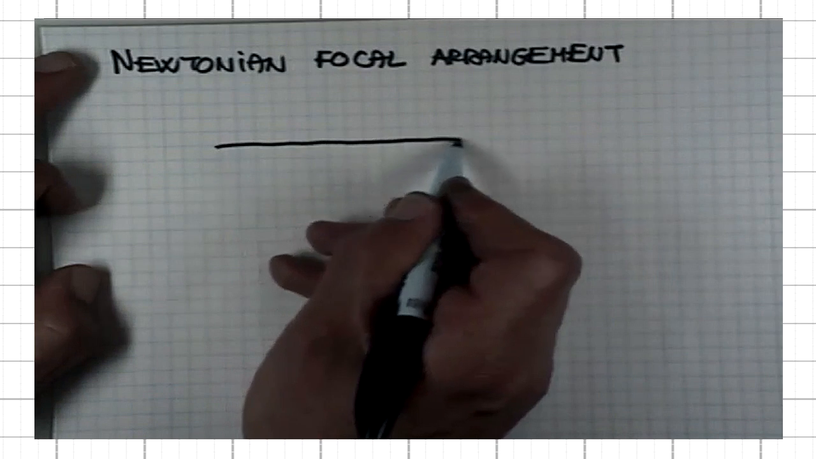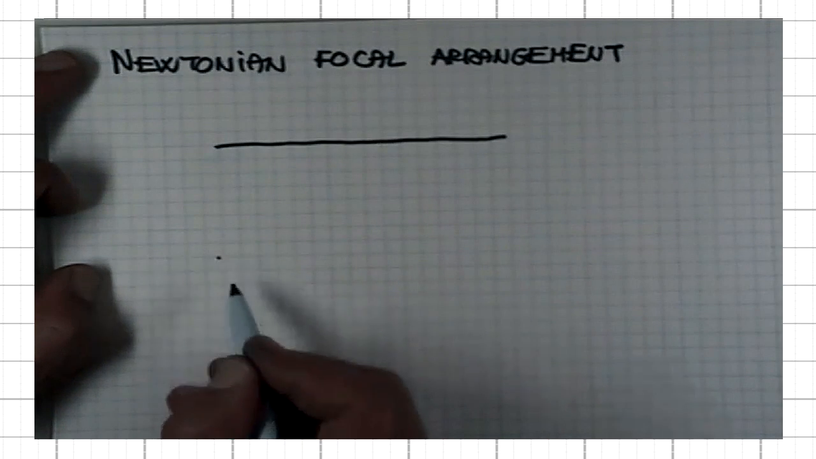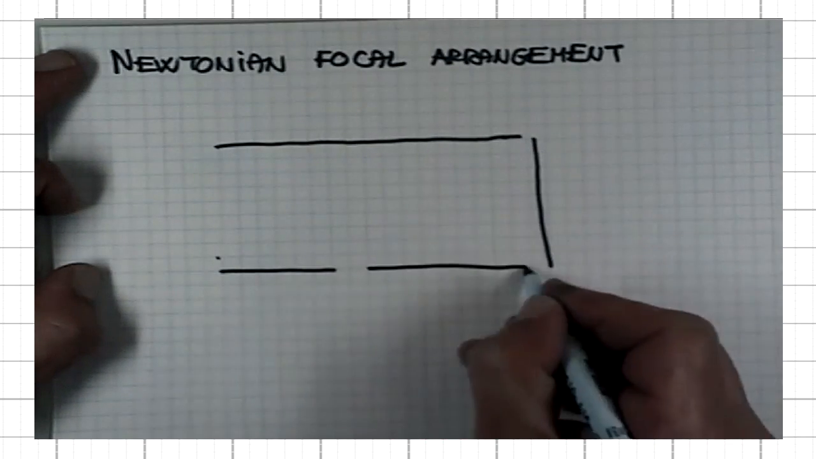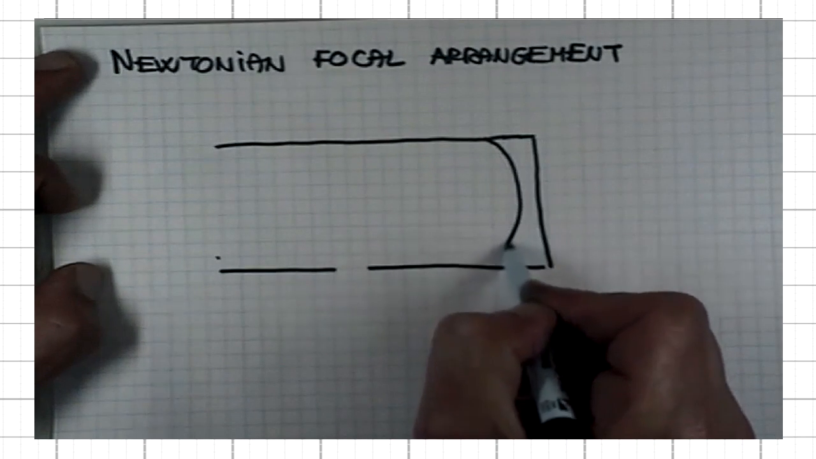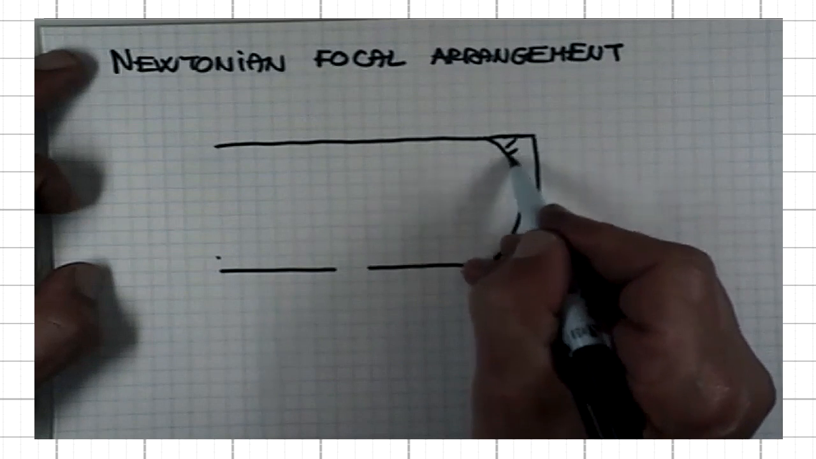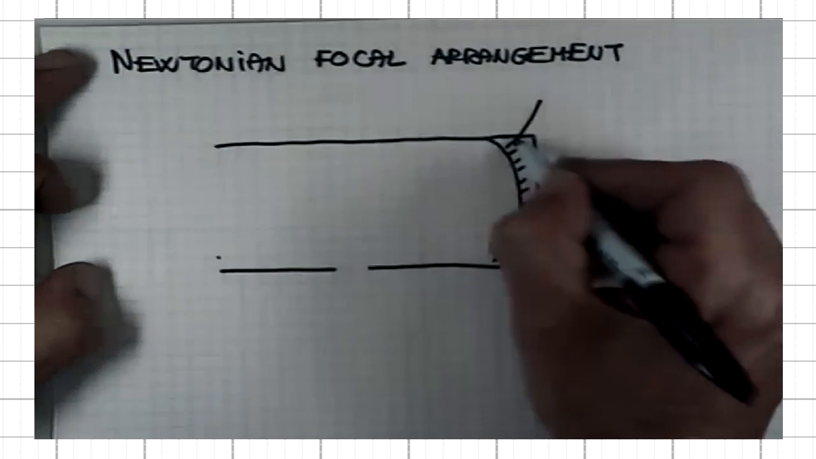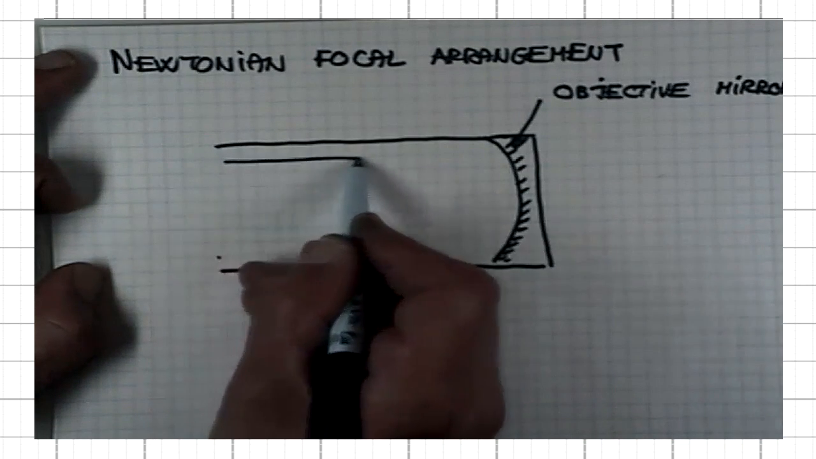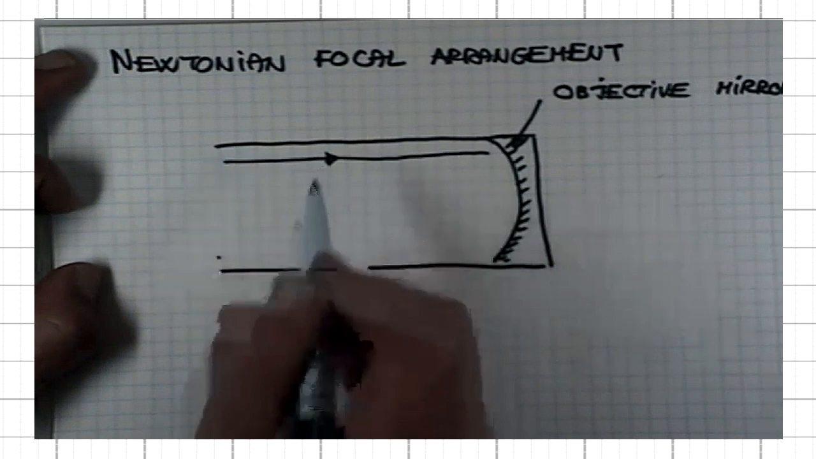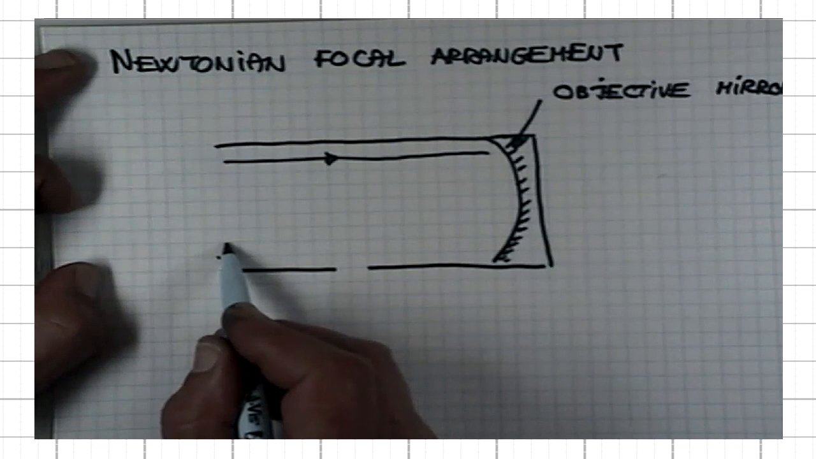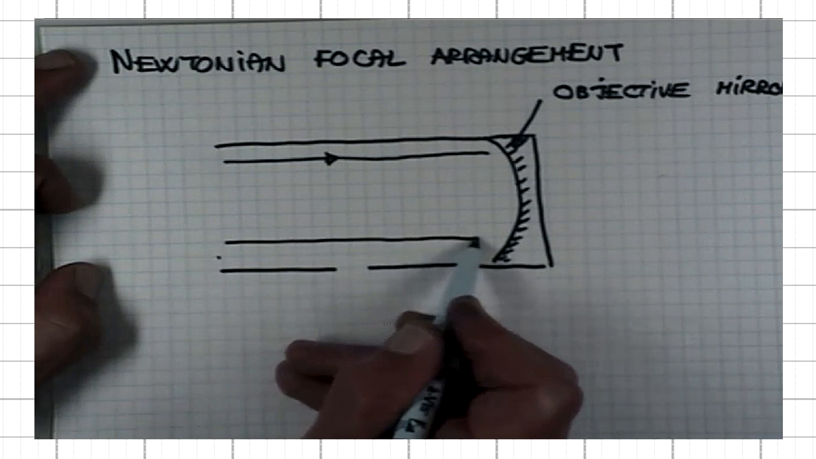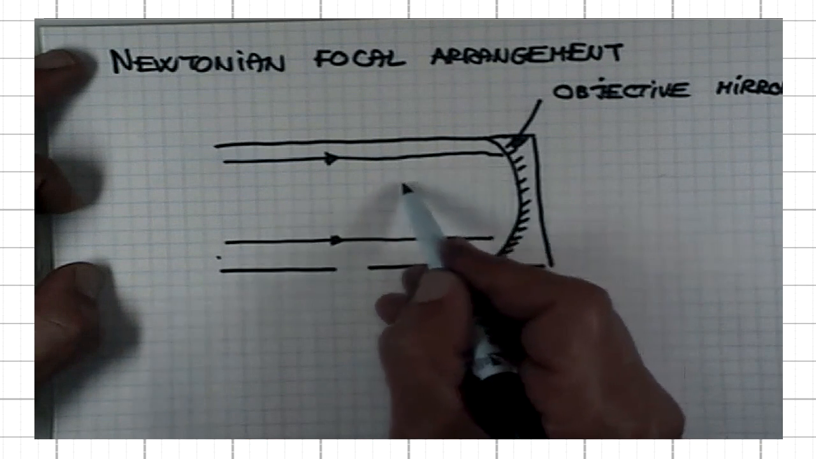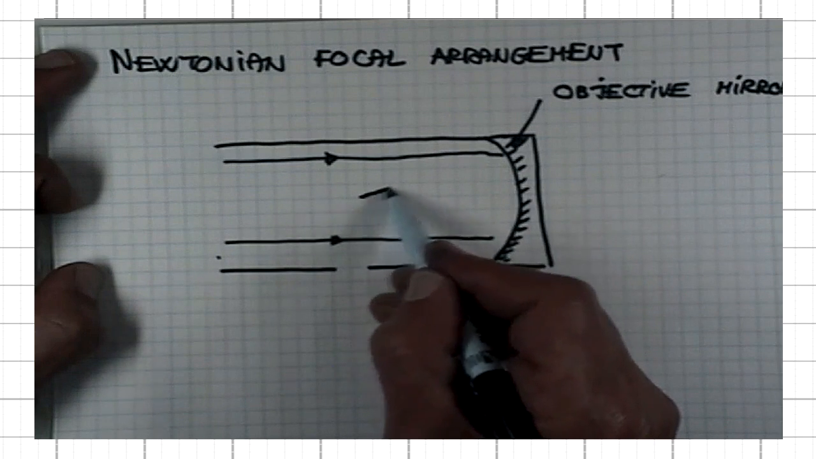Okay, so here's the cross-section of the telescopic tube. It uses a concave mirror as the objective, which then, as we discussed before, redirects the light rays coming from a distant star to the focal point.